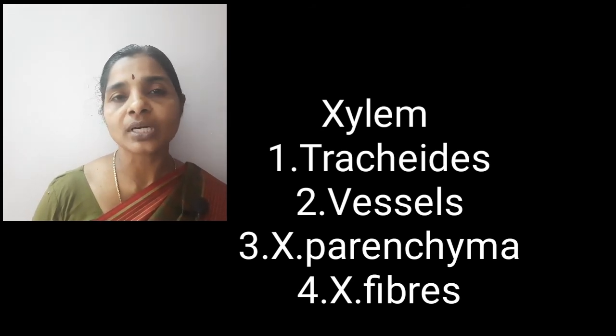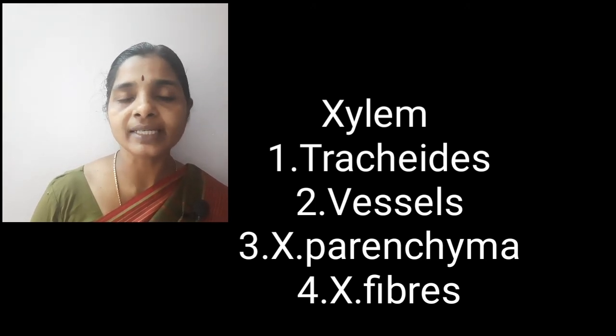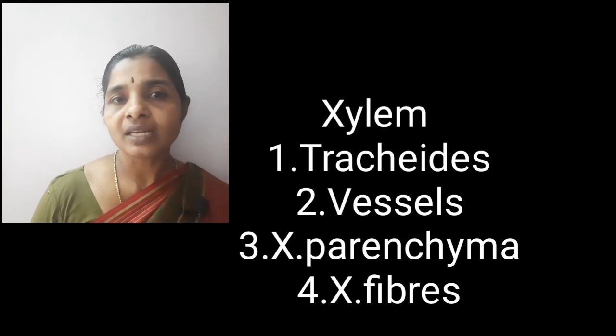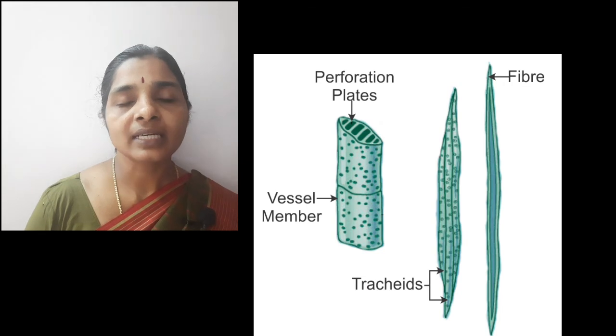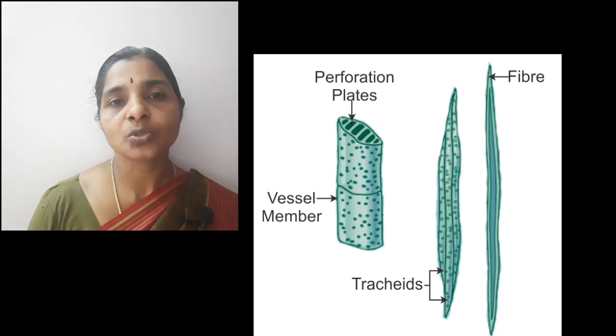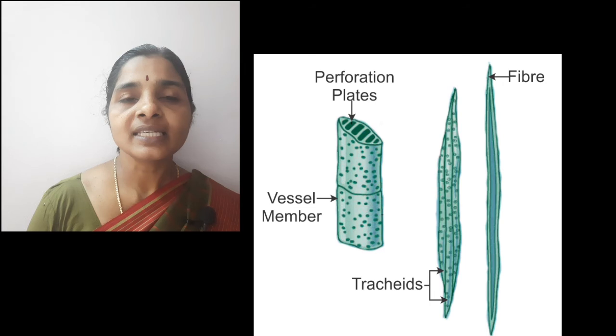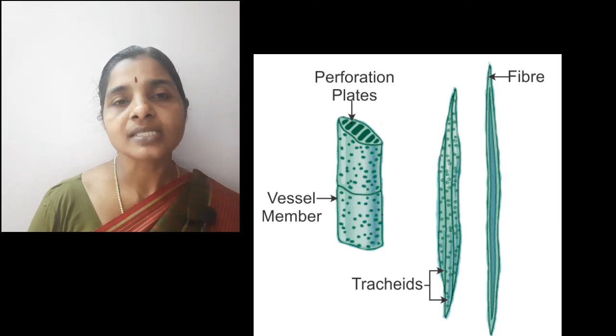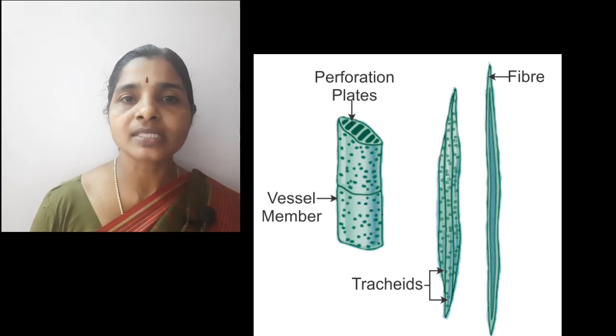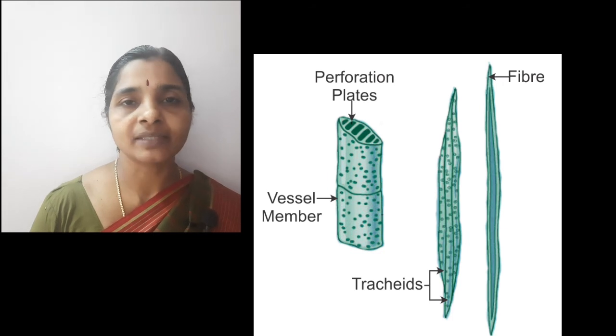This xylem tissue consists of 4 elements. They are xylem tracheids, vessels, xylem fibers and xylem parenchyma. One element of xylem is tracheids. Tracheids are elongated tubular cells and the wall is highly thickened. These cells become dead when they attain the mature stage. Mature tracheids possess small pores on the wall, which are called pits.